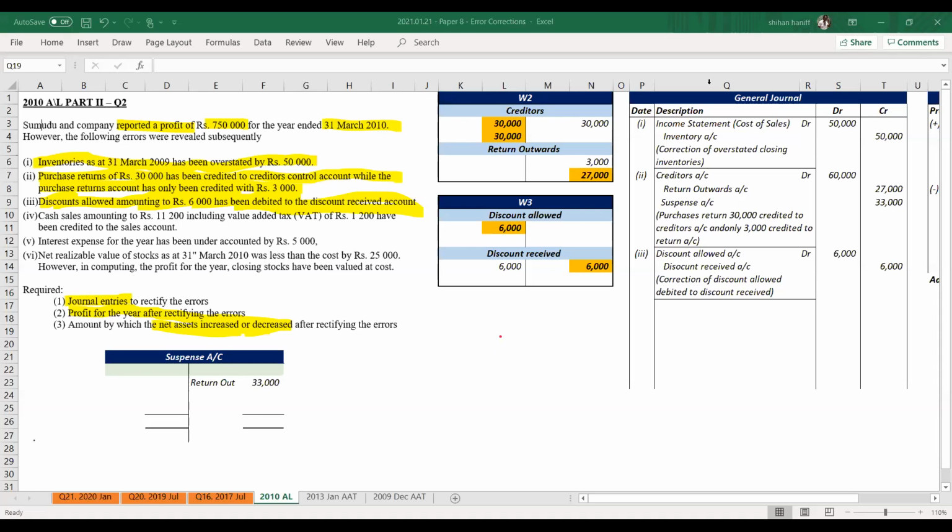So can you explain how 33,000 came to suspense account in purchases return? Yes, if you debit 60 and credit 27, the error will be corrected. So there is a difference, no? 60 debit, 27 credit means there is a 33,000 credit difference. So that difference only we are transferring to the suspense account. Credit difference. That is this 33,000. Okay.